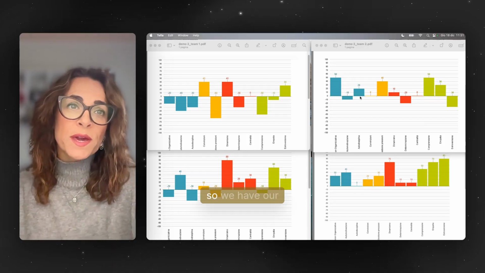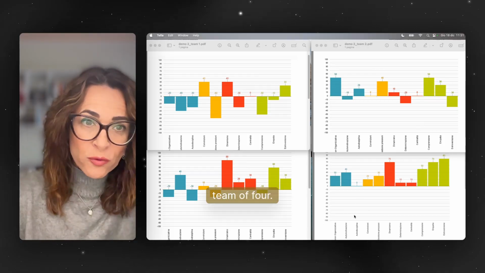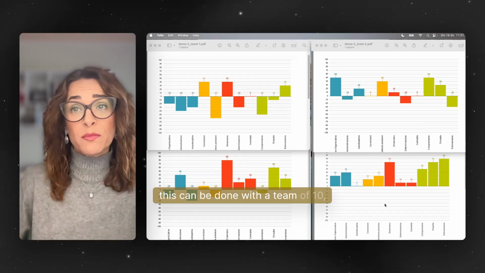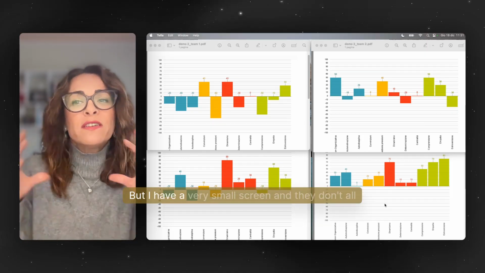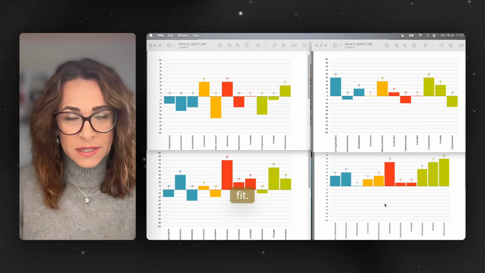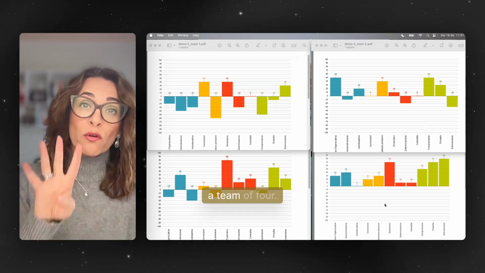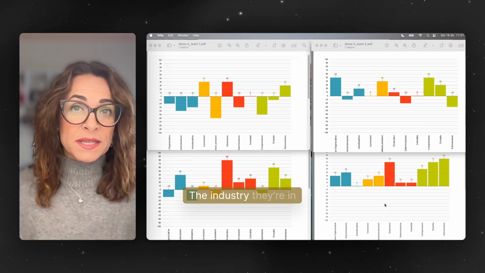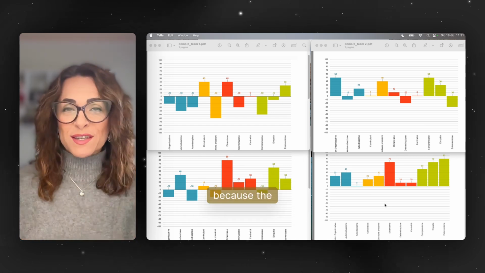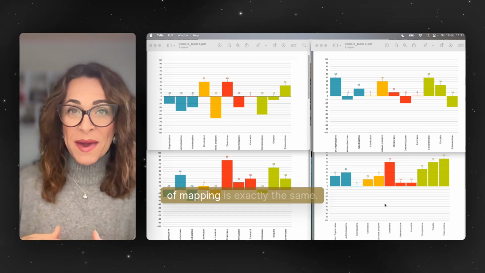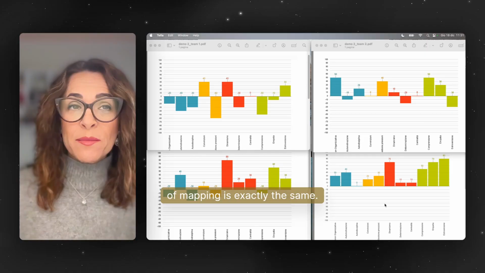Okay, so we have our team of 4. Mind you, this can be done with a team of 10, 15, 20 people, okay? But I have a very small screen and they don't all fit. So I've taken a team of 4. The industry they're in doesn't really matter, because the process of mapping is exactly the same.